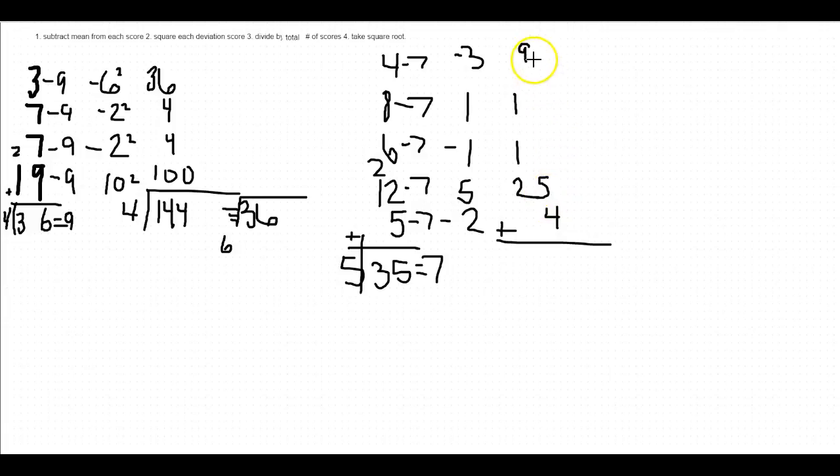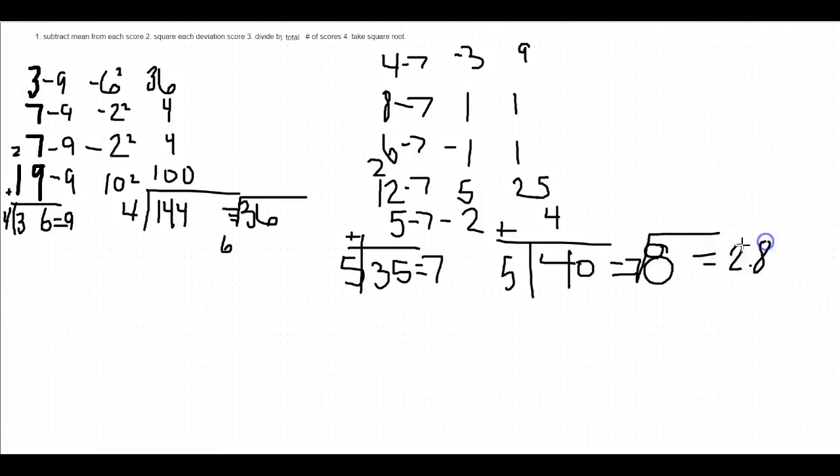10, 35, 40. And we are going to divide by the number there are. There's 5 scores, and that gets us 8. Then the last step, we take the square root. The square root of 8 is 2.8. So our standard deviation for this set of numbers is 2.8.